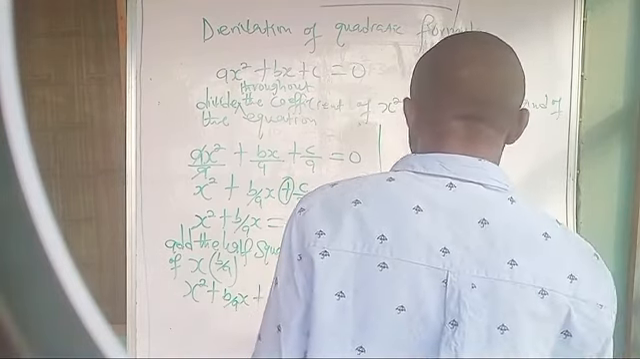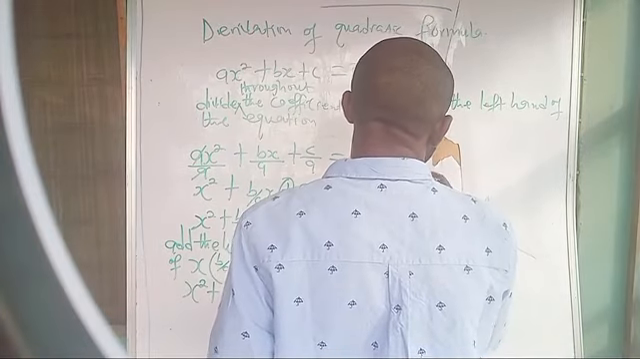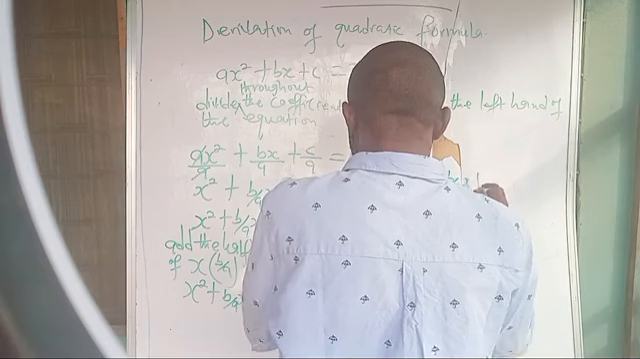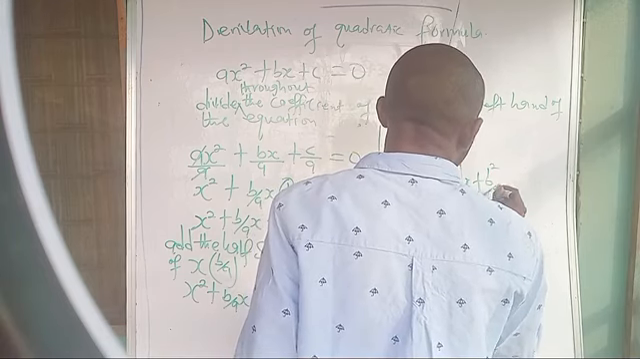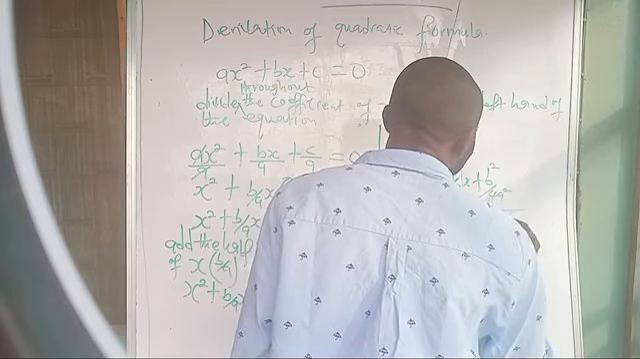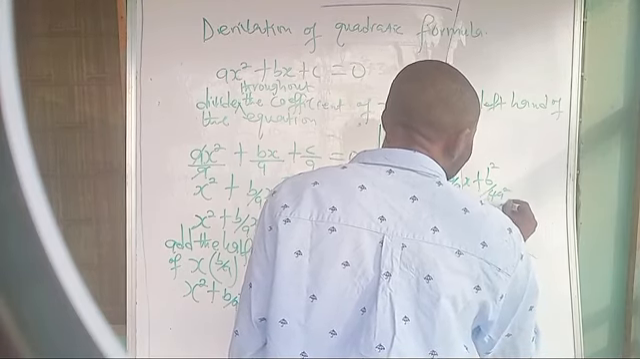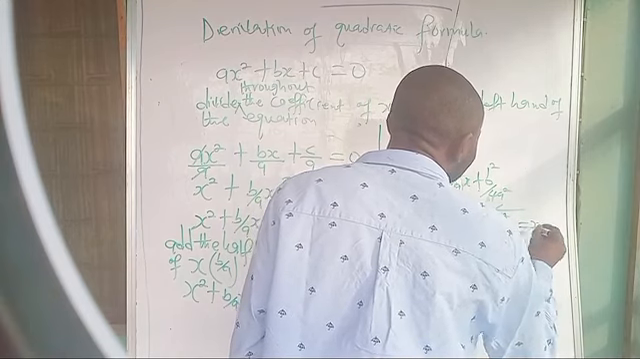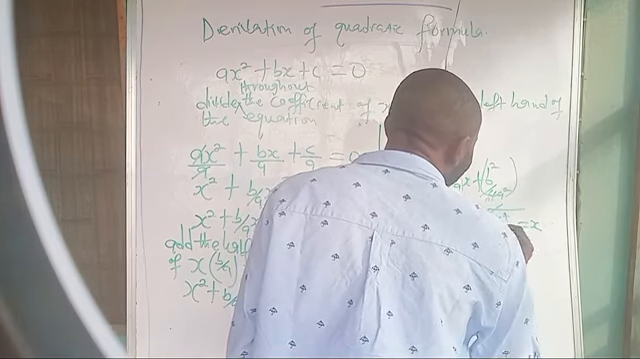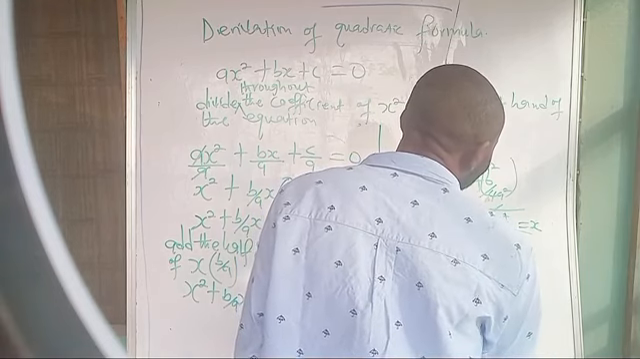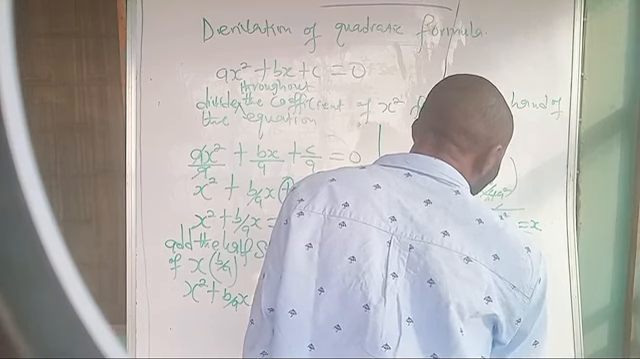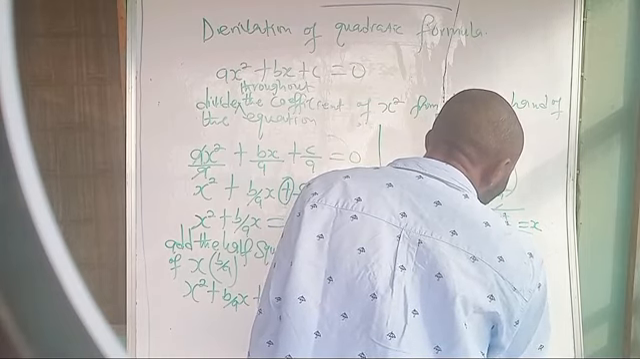When you factorize it, the left hand side is x plus b all over 2a, all squared, all over 4a squared. If you take the square root of x squared, the square removes the square root and you have x. And if you take the square root of b squared all over 4a squared, the square removes the square root, you have b all over 2a.